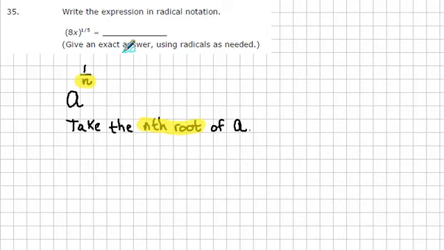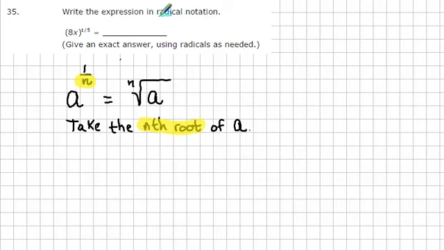We use radical notation to write the nth root of a. We write a radical symbol. We write a underneath the radical symbol, and then we write the index as a superscript right next to the radical symbol. The way we read this is the nth root of a. Not n square root of a, but the nth root of a.